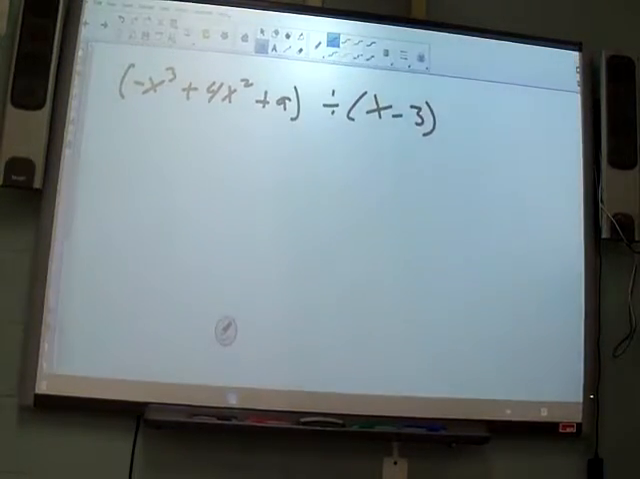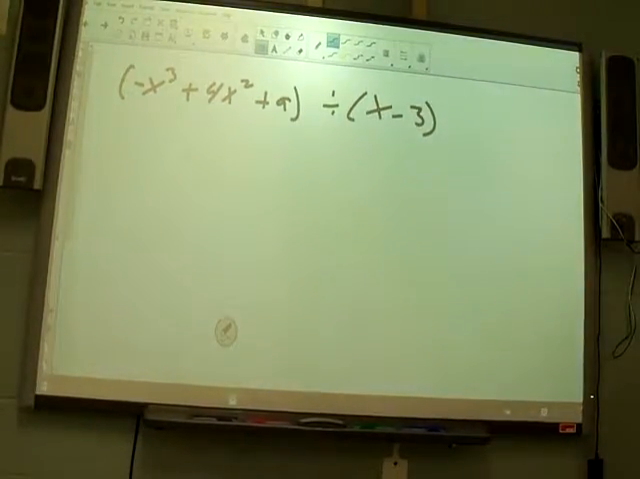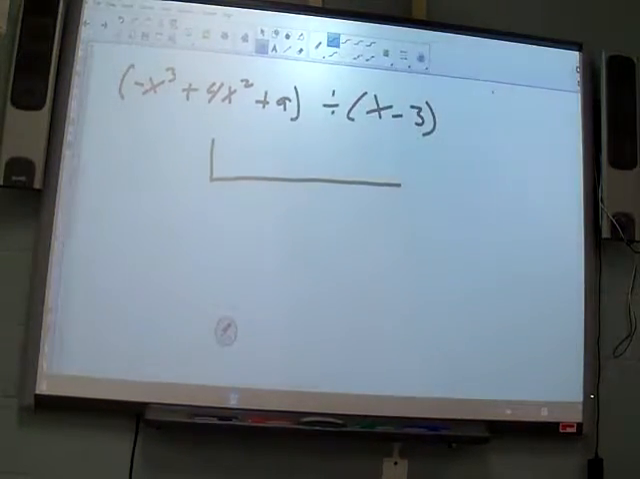Can y'all believe that? So what you're going to do to start, your box is upside down. This is called synthetic division.